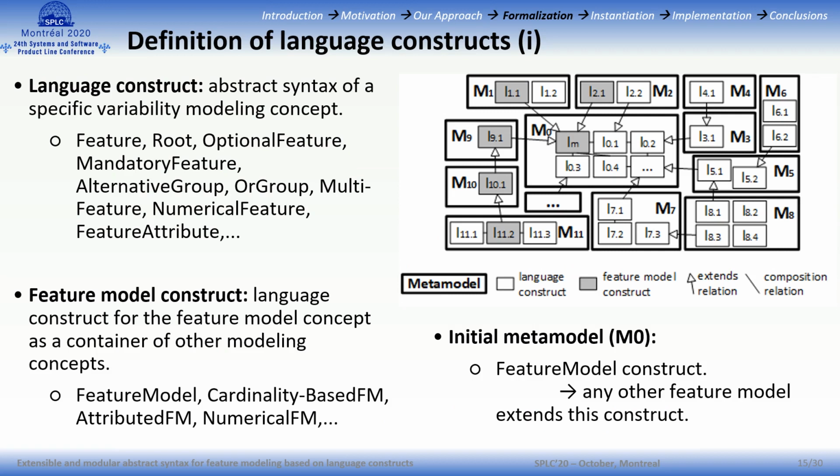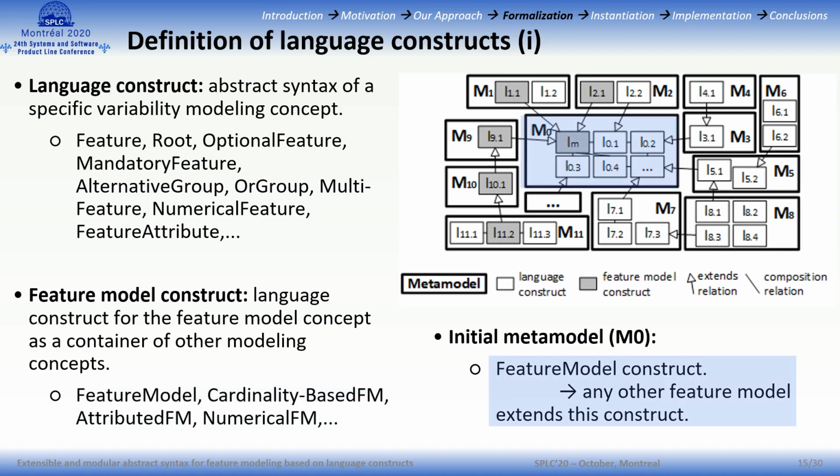We define a language construct as the abstract syntax of a specific variability modeling concept, such as feature, root, optional feature, numerical feature, and so on. We also define a special language construct to model the concept of a feature model as a container of other modeling concepts. For example, the feature model construct includes what we understand as a basic feature model, the attribute feature model to define feature models with attributes, or the numerical feature model to support non-Boolean features.